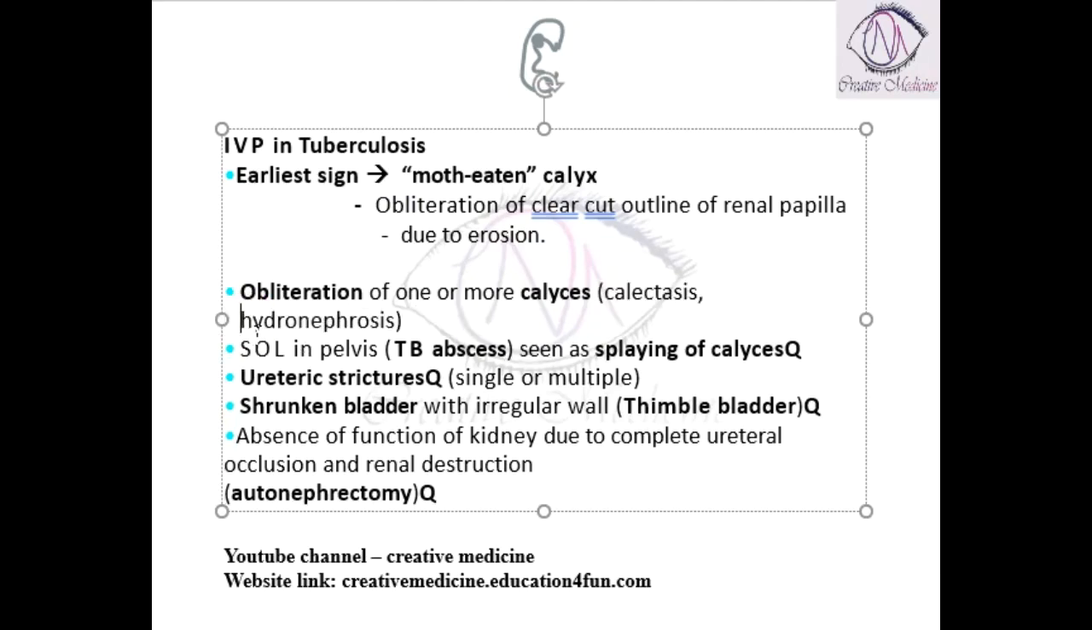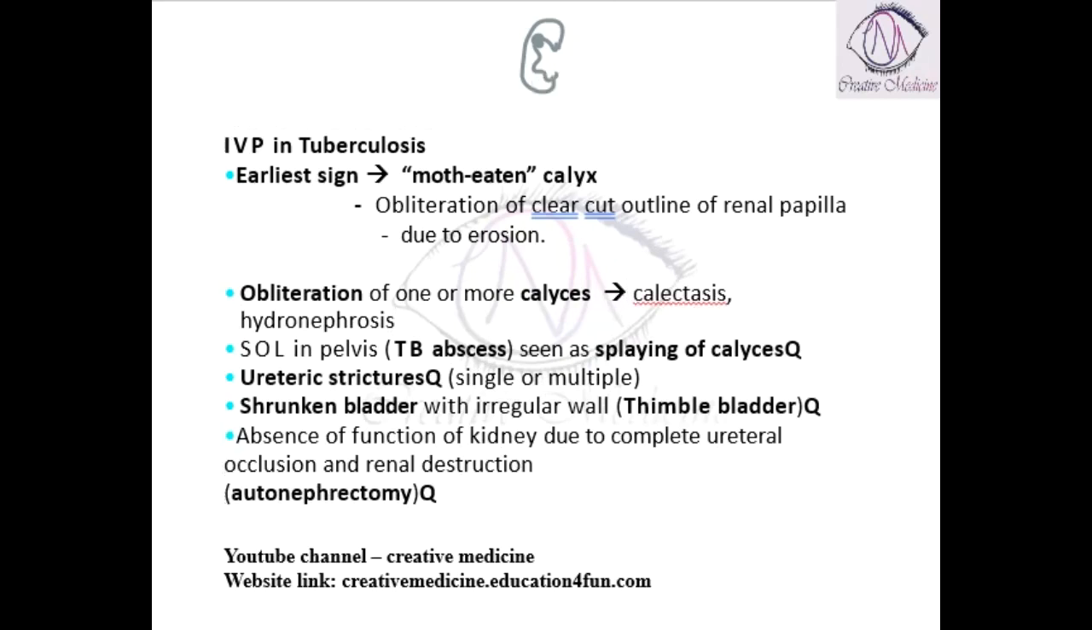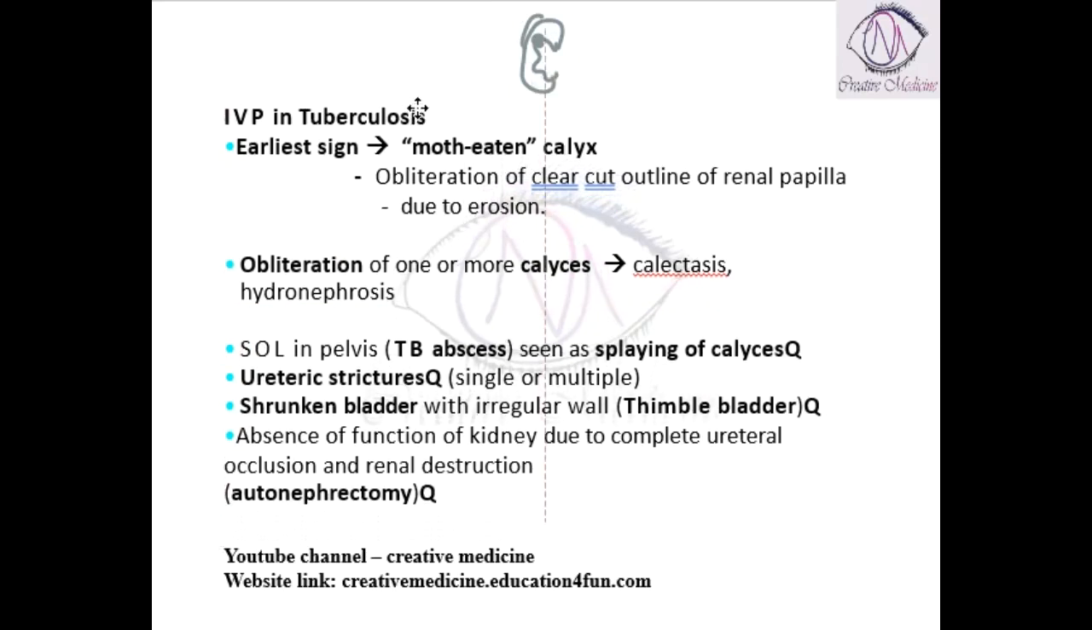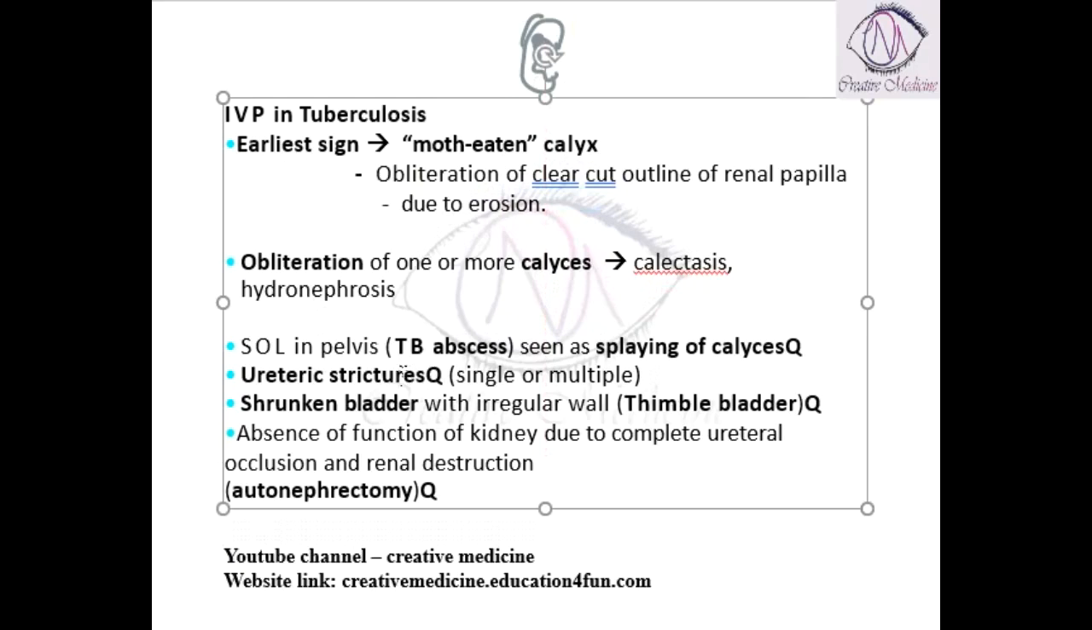Then if there is obliteration of one or more calyces, this is called calyceal stasis. Whenever there is obliteration of one or more calyces, the urine from that calyx cannot drain. As a result, there is development of hydronephrosis. So on intravenous pyelography, you will see hydronephrosis also. Then in intravenous pyelography, you can see space occupying lesions.